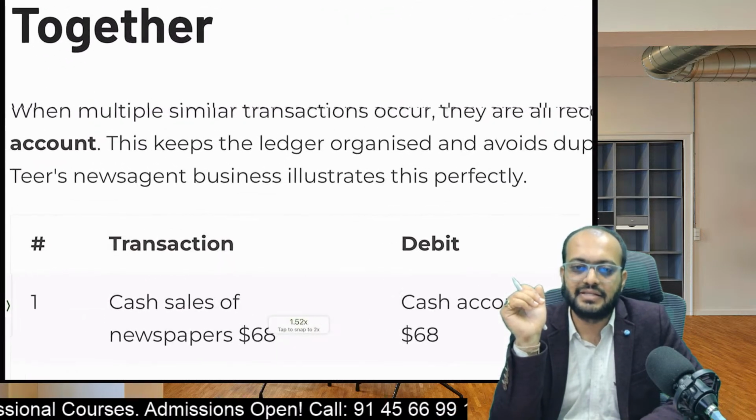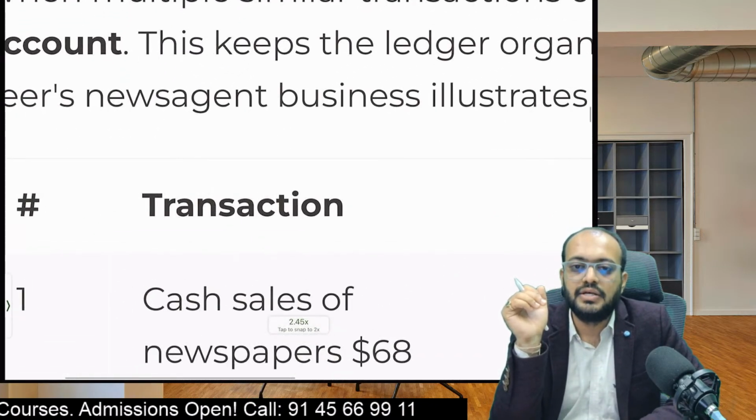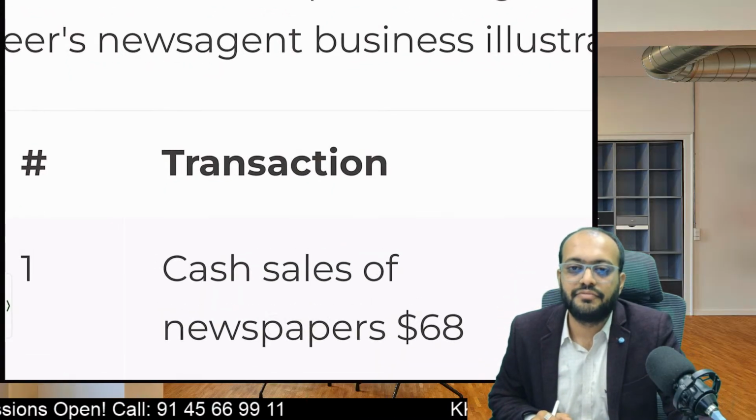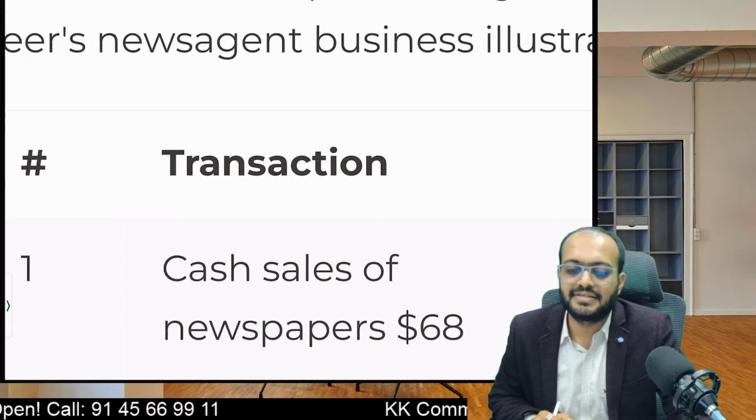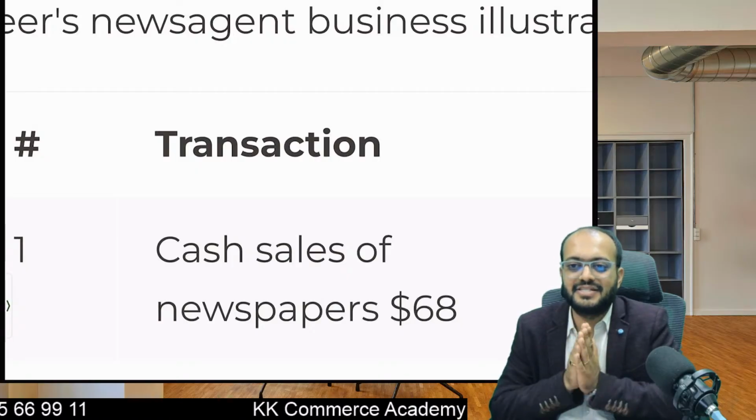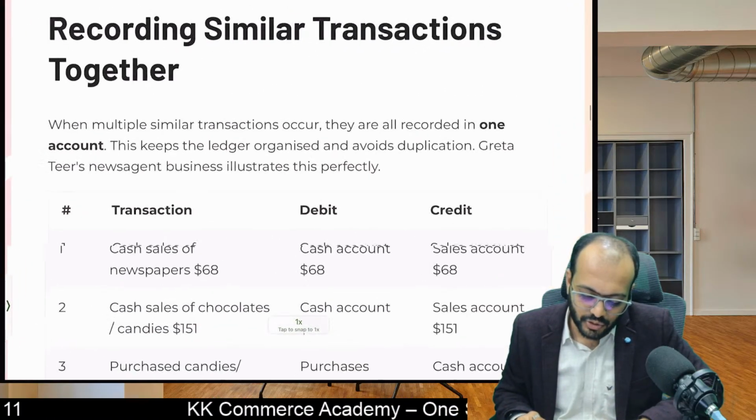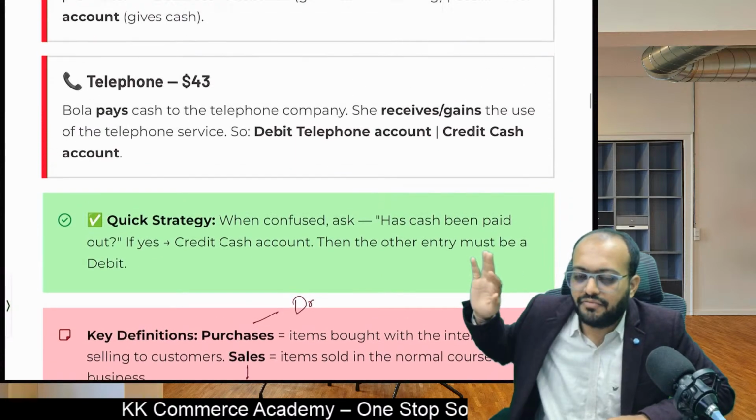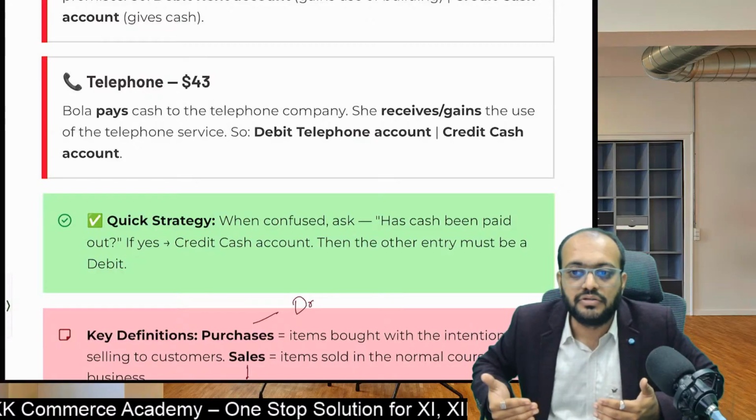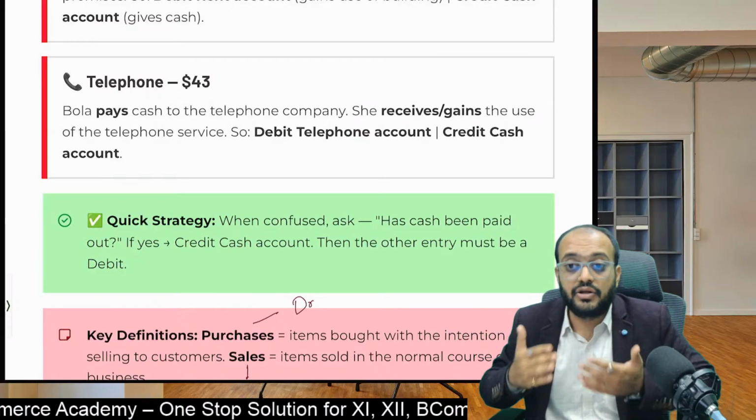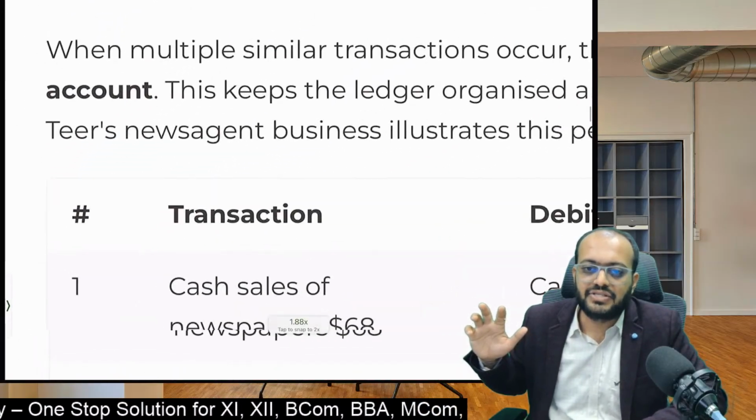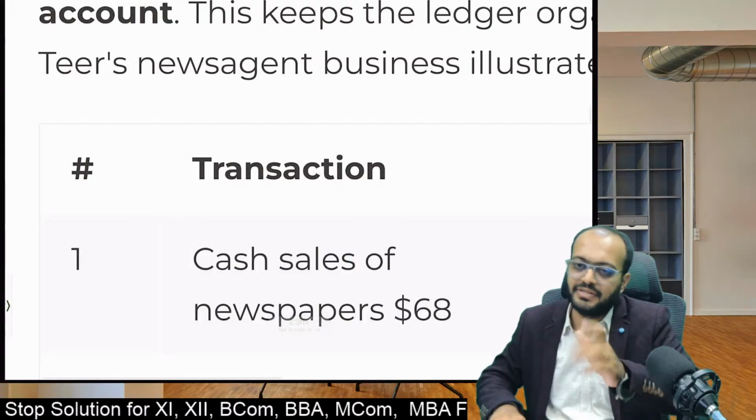Start with the first, cash sale of newspaper. As I just told you, we are selling the newspaper, which is goods for us because we are a news agent. There are two aspects to the transaction. First ask the golden rule question, students, even if you are not confused: has cash been paid out? Yes, then credit the cash. Is cash received? Yes, then debit the cash. Cash sales means we are selling the newspaper and receiving cash, so the cash account should be debited.